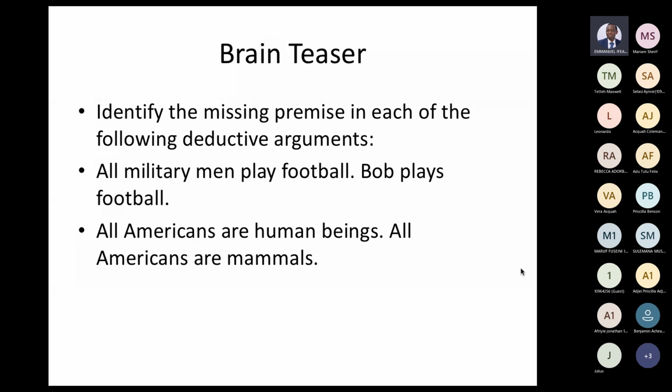And then all Americans are human beings. All Americans are mammals. What is the missing premise? All human beings are mammals. Now, so let's arrange it. All human beings are mammals. All Americans are human beings. Therefore, all Americans are mammals. So all human beings are mammals is actually the false premise. Okay, so that's correct. Now let's go on.